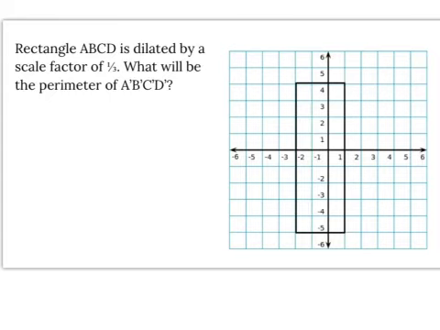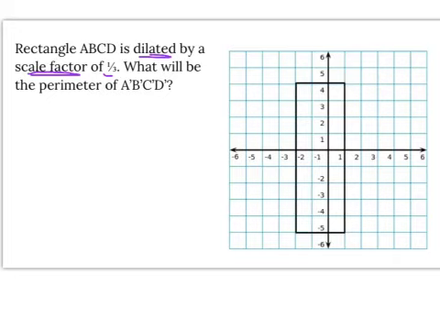Alright, for this one we have a rectangle and it's being dilated by a scale factor of 1/3. We want to know what the perimeter of A prime, B prime, C prime, and D prime is. First of all, I see the word dilate and I have a scale factor. Anytime I'm given a scale factor, to dilate means to either increase or decrease in size. If I'm given a scale factor, that means I'm multiplying whatever the coordinates or whatever the size is by that scale factor. So since I just want to know the perimeter, I need to know the lengths of each side.